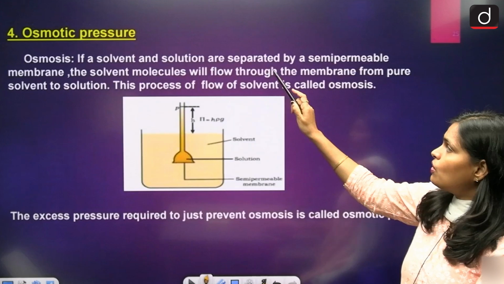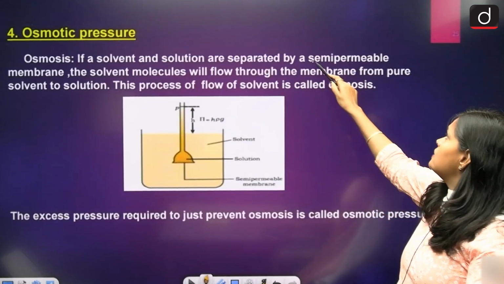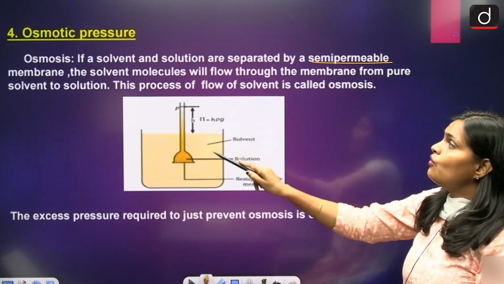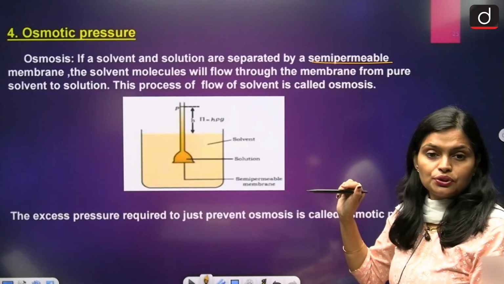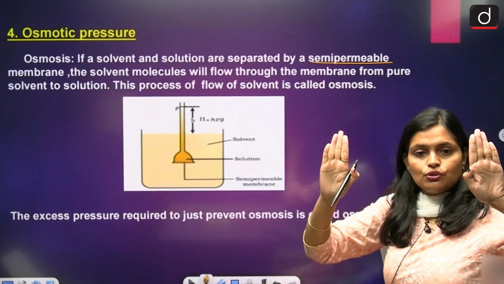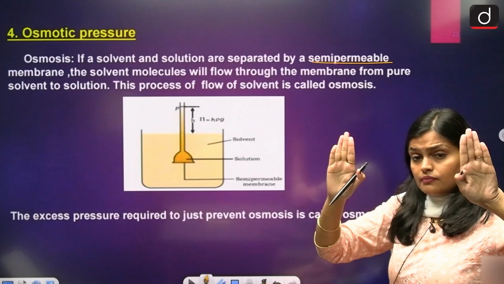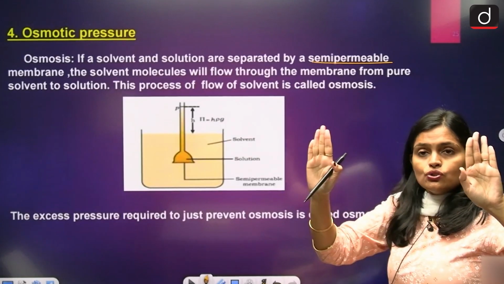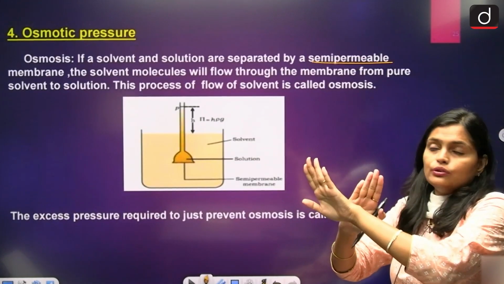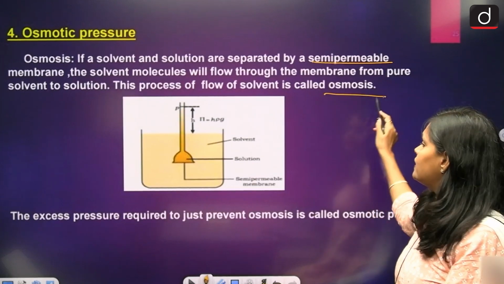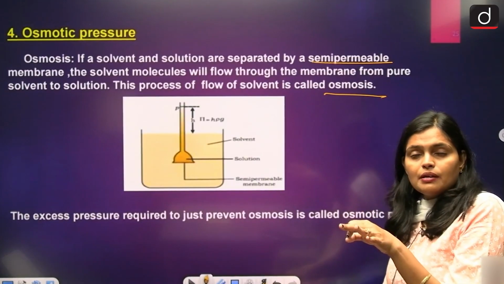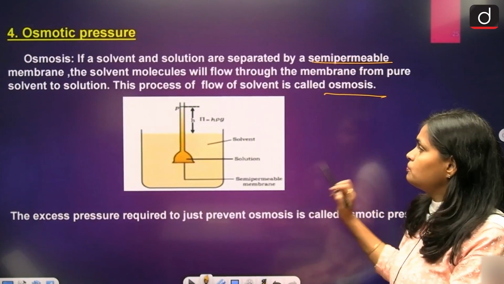What is osmosis? If a solvent and a solution are separated by a semi-permeable membrane, the solvent molecules flow through the membrane from pure solvent to solution. So suppose you have a solvent and you have a solution, separated with a membrane. Now the solvent molecules move from the solvent to the solution. This process of flow of solvent is called osmosis. तो जब solvent solution की तरफ move करता है through a semi-permeable membrane, this is what we call osmosis, right?